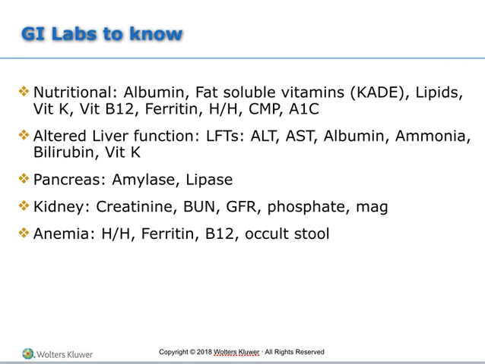For altered liver function, we're going to look at those liver function tests, LFTs, specifically the ALT and AST. We're going to take a look at the albumin. It's going to be low, typically with liver cirrhosis. Ammonia is a waste product. It's going to be high because the liver might have difficulty getting rid of that ammonia. Bilirubin, again, a waste product. And then vitamin K, our liver helps synthesize that to clot normally.